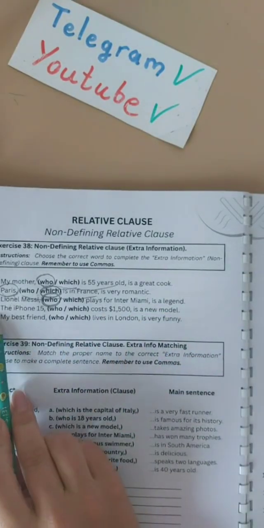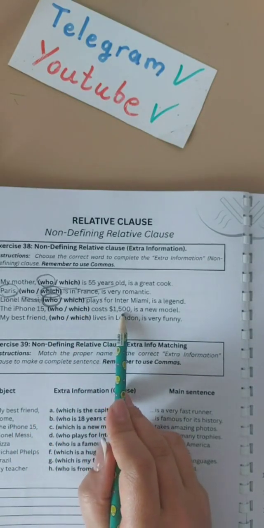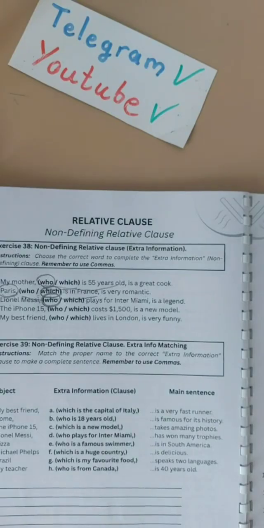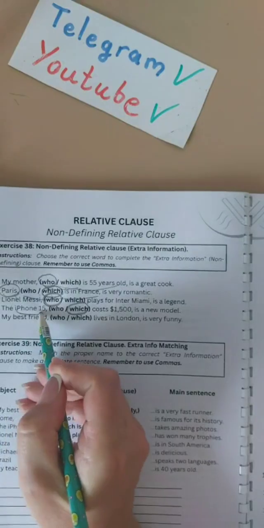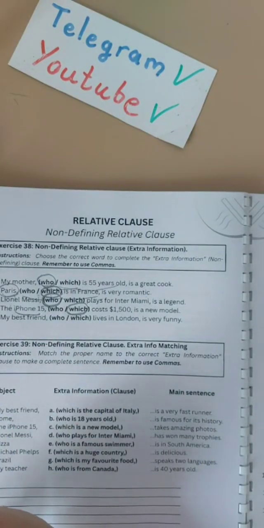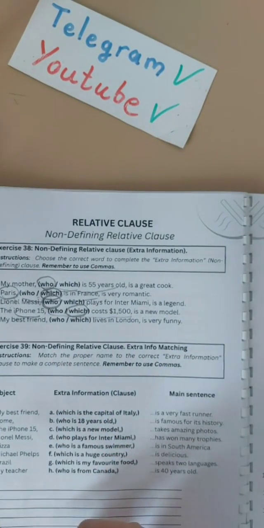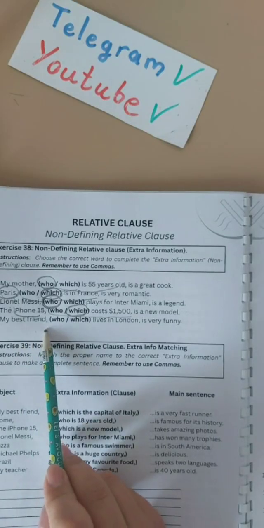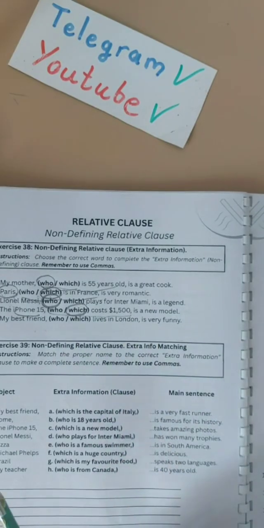That's it. Number 4, the iPhone 15, which costs 1,500, is a new model. Which. Very well done. It's a thing, right? And again, we have extra information, costs 1,500. My best friend, which lives in London, is very funny.